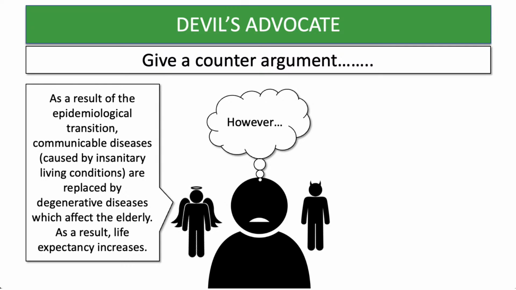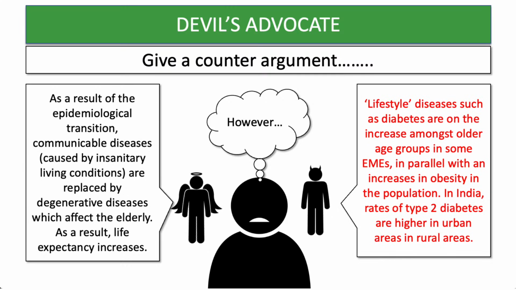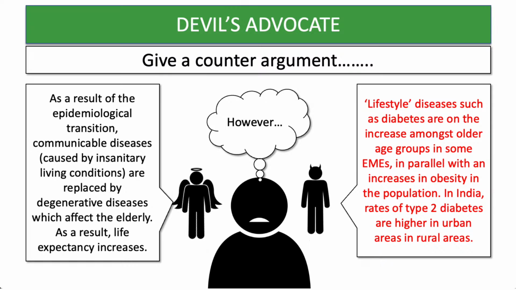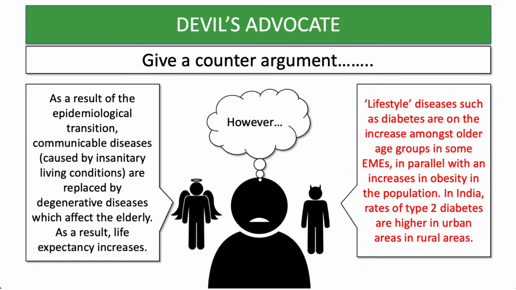Okay, let's have a look at our however. I've got one here, which is great. Here we've got lifestyle diseases such as diabetes are on the increase amongst older age groups in EMEs. So yeah, I think as some of you noted, the answer was talking about things that definitely happen as countries grow and the economy grows.